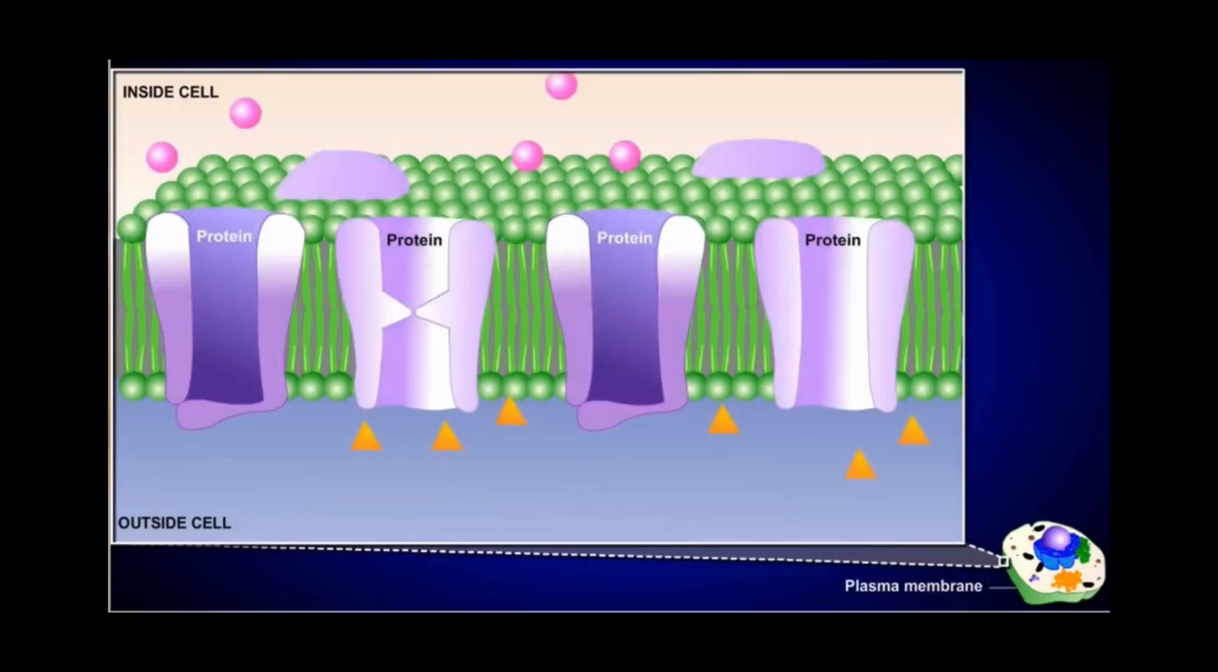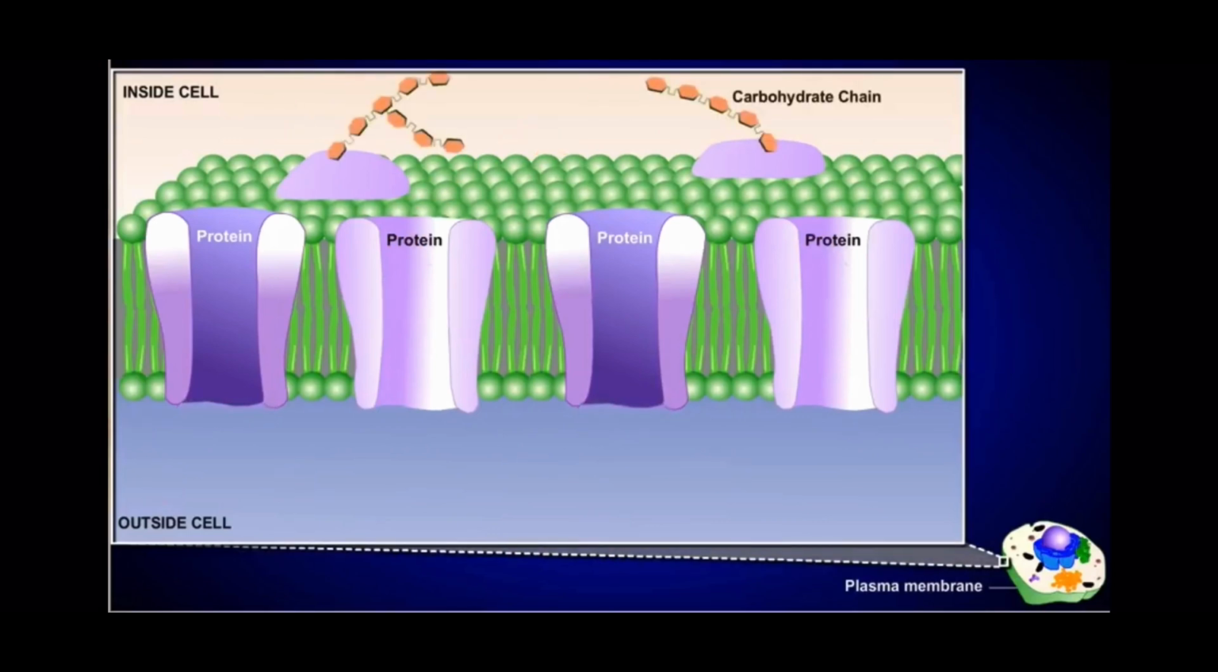There are a number of different proteins embedded in a membrane, and they serve a variety of functions. Some are involved in the transport of substances across the membrane, while others help in cell-to-cell communication. Short chains of sugars are attached to the outer surface of some of these proteins, forming glycoproteins, which serve as recognition signals to other cells.